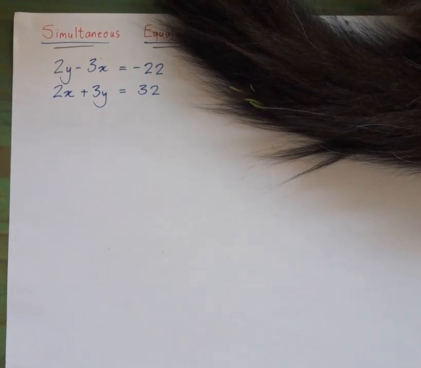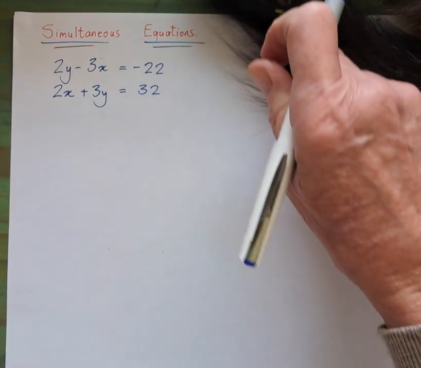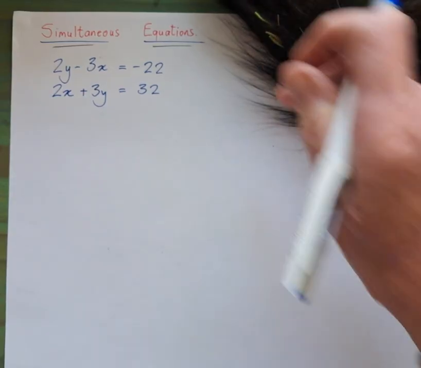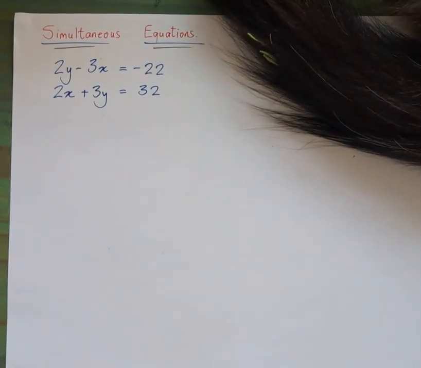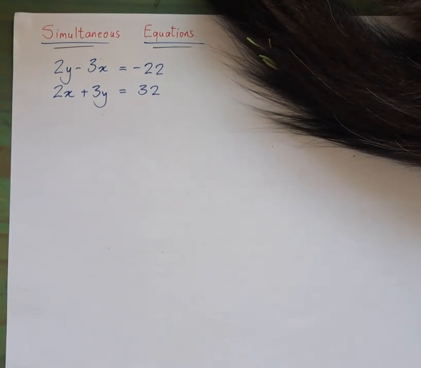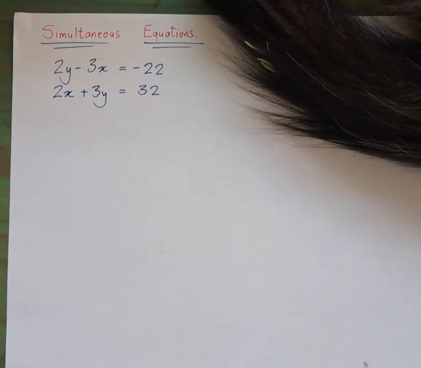Today, Oliver, my cat, is going to help us to do some more simultaneous equations. And this time we are again going to use the elimination method, but there is an extra step we have to do in the beginning.